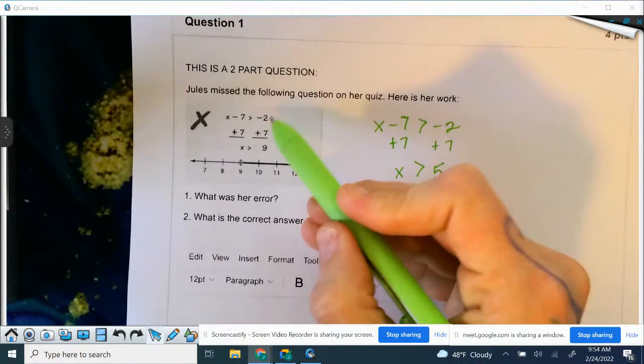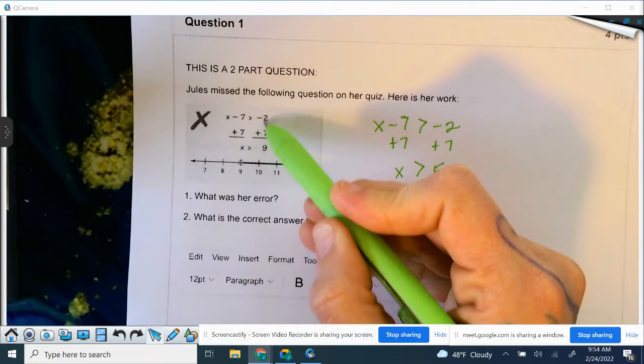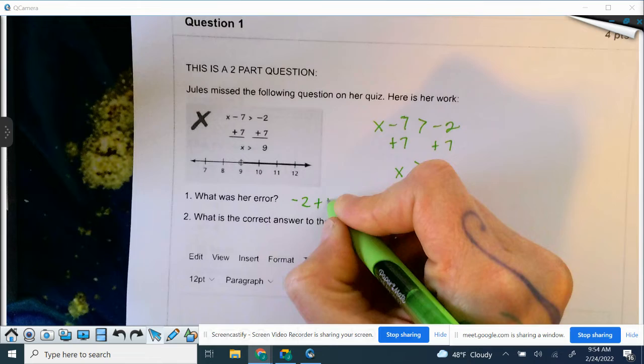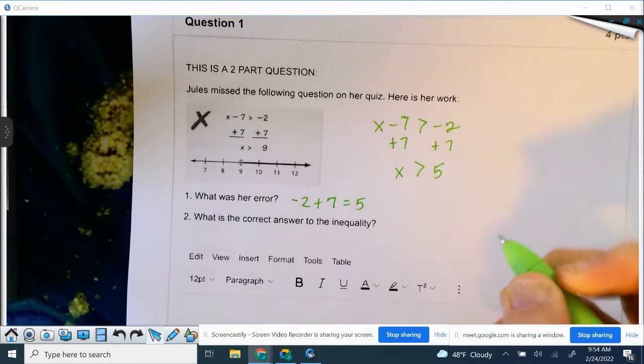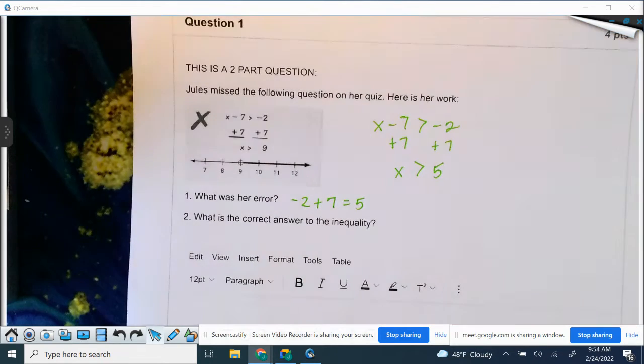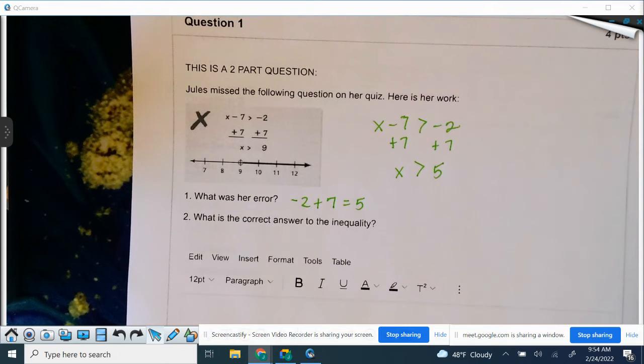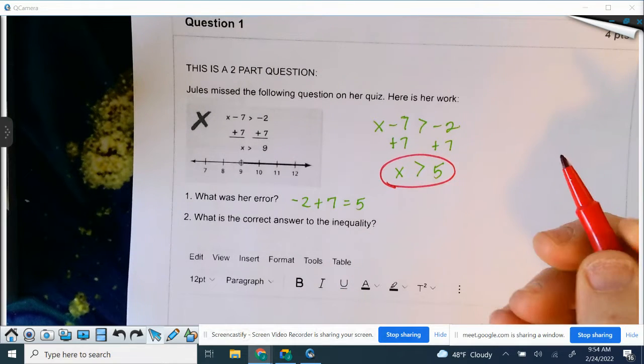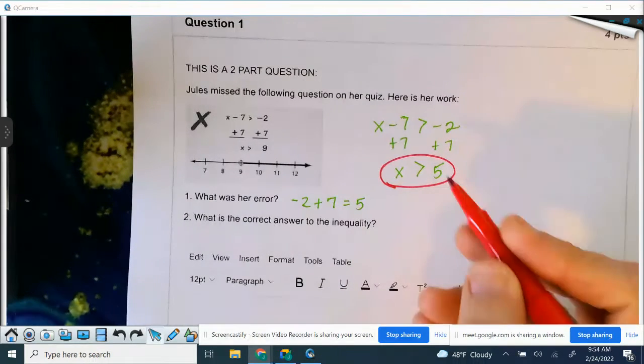And that negative 2 and positive 7, they added them and got 9. So the error was that negative 2 plus 7 actually equals 5. So they messed up on their negative signs. And we've all done it. We've all had that day, right? The correct answer is x is greater than 5. No need to flip. No need to do anything.